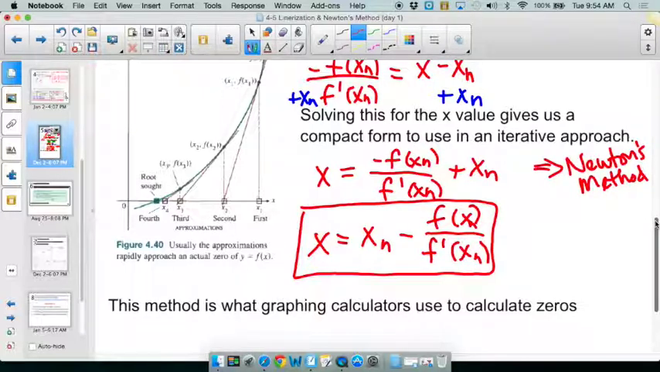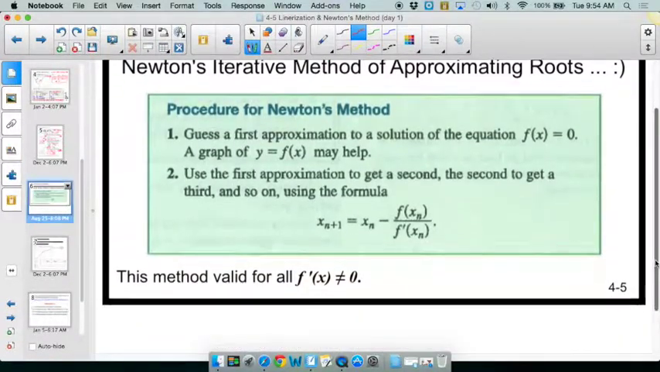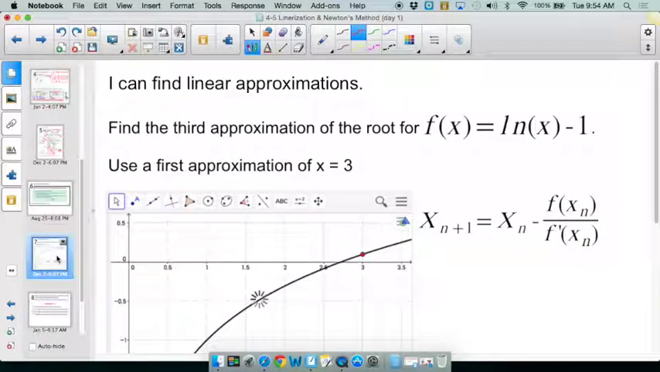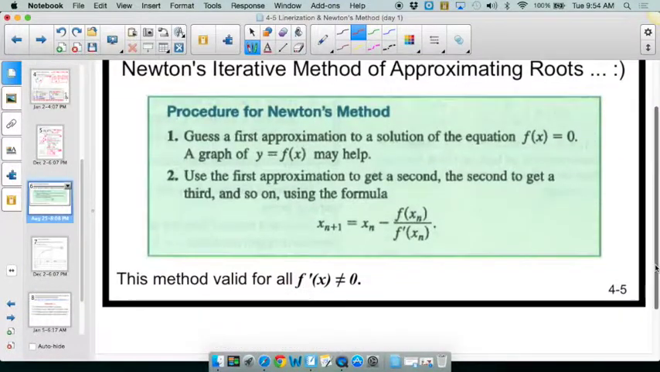So let's look at this card, which is just kind of repeating what I said, and repeating the equation for Newton's method. But I do want to talk about something on this card. The one caveat to this, it says this method is valid as long as the derivative is not equal to 0. What happens if the derivative is equal to 0? There's no slope. Yeah, which means what for our tangent line? The tangent line is horizontal.